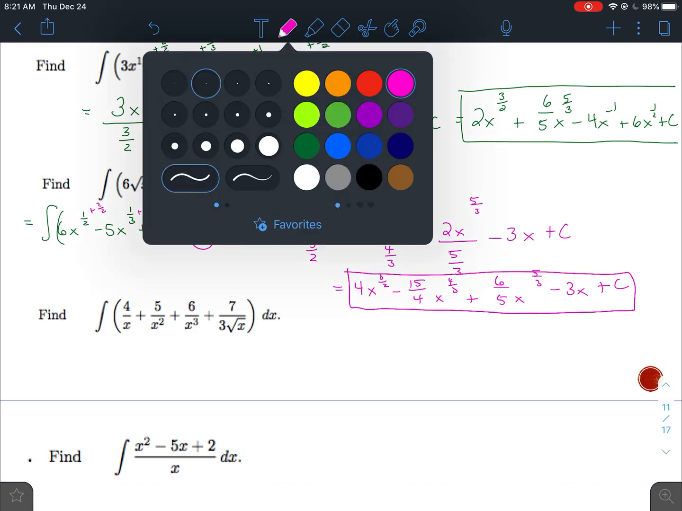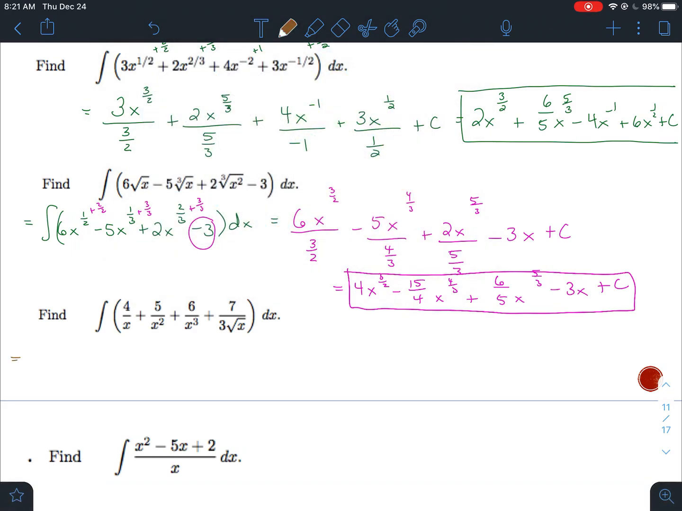All right, again, on the next one, I'm going to rewrite it first. And so I'm going to get 4x to the -1 plus 5x to the -2 plus 6x to the -3 plus 7/3 x to the -1/2, and then dx. All right, if I find the antiderivative of each of these terms, I've got to be careful on that first one, because remember, if I add 1 to the exponent, I'll get 0 as an exponent. I can't divide by 0, so that's the natural log one.